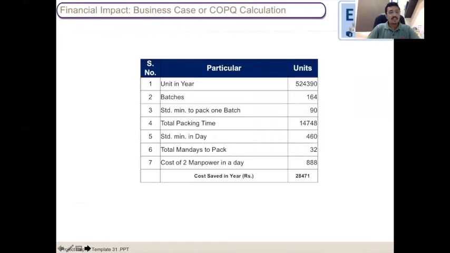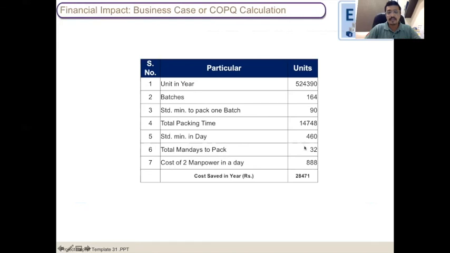And what is the saving? This is very, very important. After every project, you need to document your productivity improvement or quality improvement, delivery time reduction, cost reduction. Management is always interested in the bottom line, and the bottom line always needs to be quantified. In the starting of this case study, we discussed the units in a year. They were producing 5,24,390 units, in batches of 164. Standard minutes to pack one batch was 90, and total packing time was 14,748 minutes. Standard minutes in a day are 460.